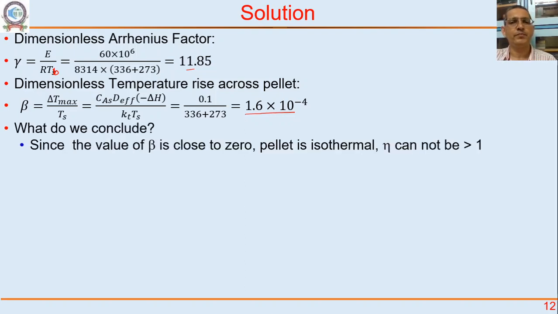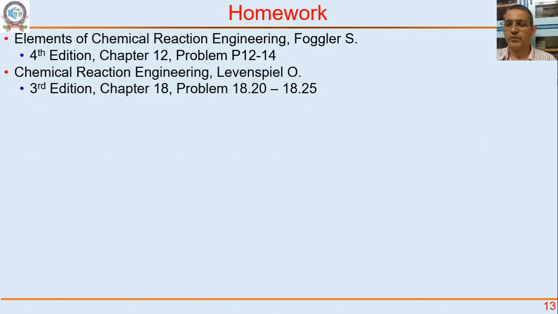Do you see? So all the things that we have discussed in this lecture, you can solve this problem. In the 4th edition, chapter 12, problem 12-14, you can solve. In the CRE Fogler 3rd edition, chapter 18, problem 18-20 to 18-25, you can solve. So this completes part 5 of our course. Understand all these things. See how these things are important in design, in reality, and when you want to improve the performance of a reactor, how you can do it. Think about it. We'll stop this lecture here, and in the next lecture, we are going to see the last part of our course related to fluid-fluid reactions.